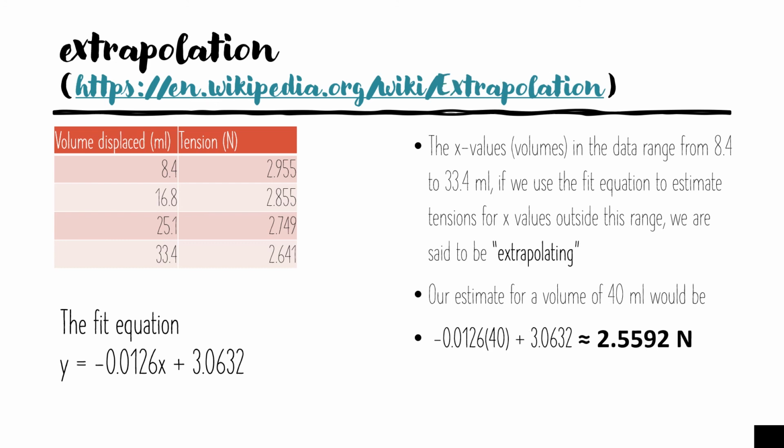The process known as extrapolation is when we try to go beyond the data in either direction of the data that we got the fit equation from. So again, the x values range from 8.4 to 33.4 milliliters. And so if we take an x value that is either less than 8.4 or greater than 33.4, we are extrapolating. So our estimate of a tension for a volume of 40 milliliters would be achieved by putting 40 as x into the equation, and we would get an expected tension of 2.55 newtons.